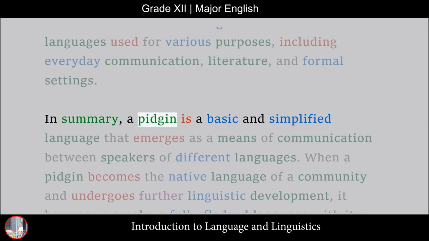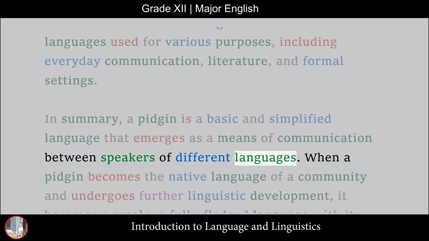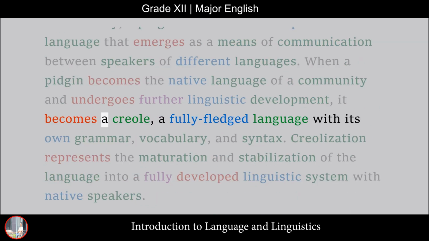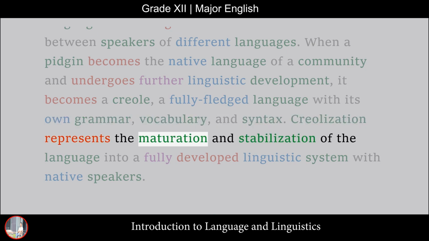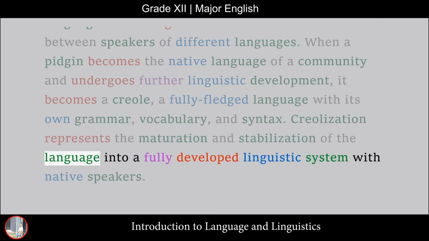In summary, a pidgin is a basic and simplified language that emerges as a means of communication between speakers of different languages. When a pidgin becomes the native language of a community and undergoes further linguistic development, it becomes a Creole, a fully fledged language with its own grammar, vocabulary, and syntax. Creolization represents the maturation and stabilization of the language into a fully developed linguistic system with native speakers.